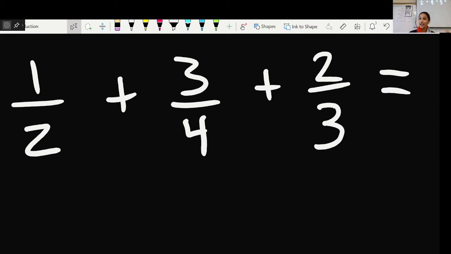This is the key to math and the key to life. Look for similarities and it solves so many problems, right? So what is a number that's common to this, this, and this? 12. So we want to change all these fractions to make it so that the bottom is 12.